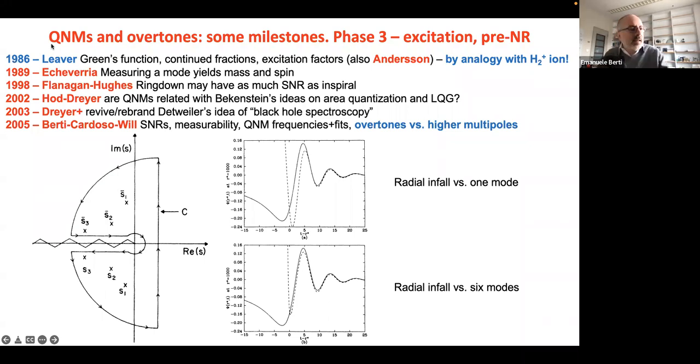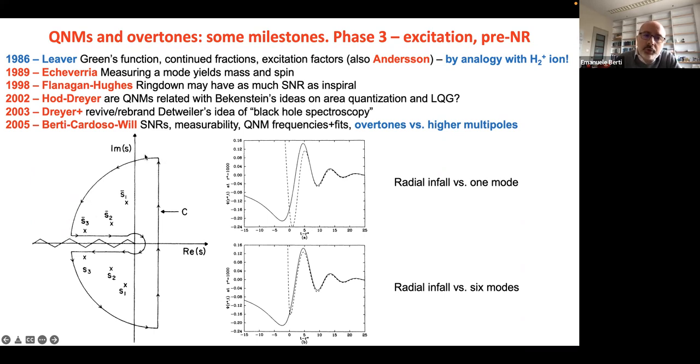Now, this is important, and let me explain a little bit what's going on here. What Leaver did was he studied the Green's function corresponding to black hole perturbations in both Schwarzschild and Kerr. And what he understood is that to compute the Green's function of that radial wave equation that I was showing earlier, you need to compute an integral in the complex plane. This integral consists of three main parts.